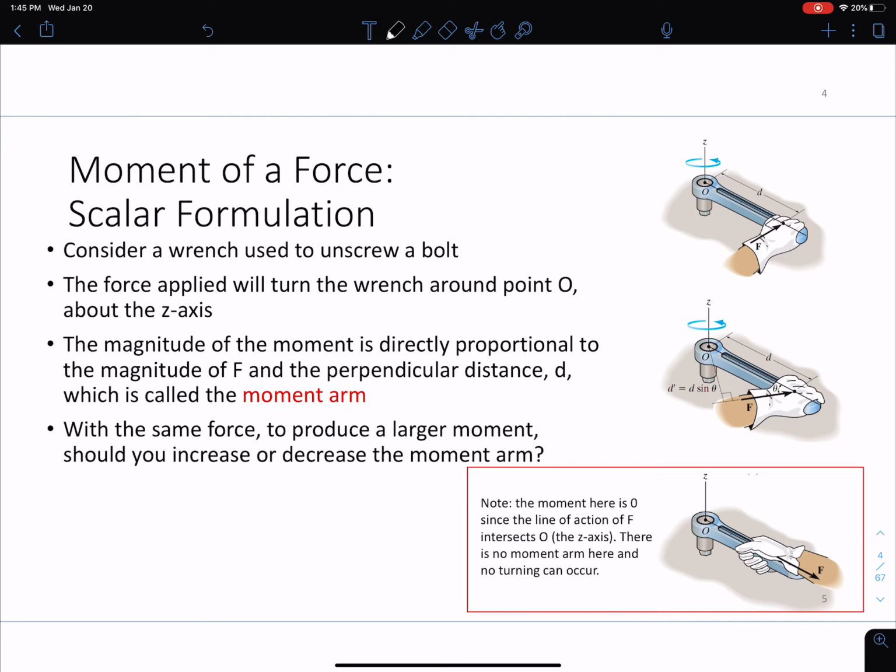So I want you to think about this. Do you think it's easier to unscrew the bolt if the moment arm is longer or shorter? Does the moment arm help us create a larger moment to unscrew the bolt, or does it make it more difficult? I'm going to stay silent for a second to let you guys think about that. Okay, so I hope you guys can think about this in the real world.